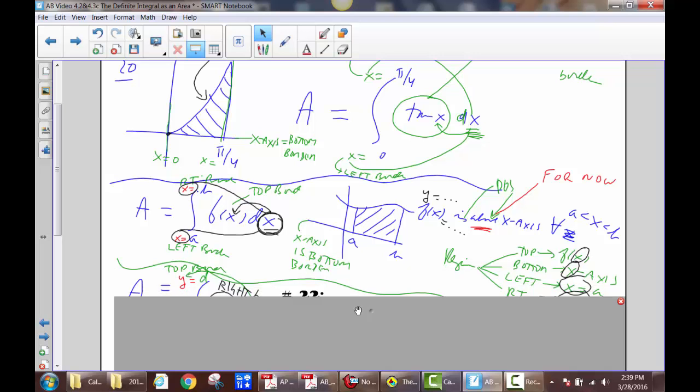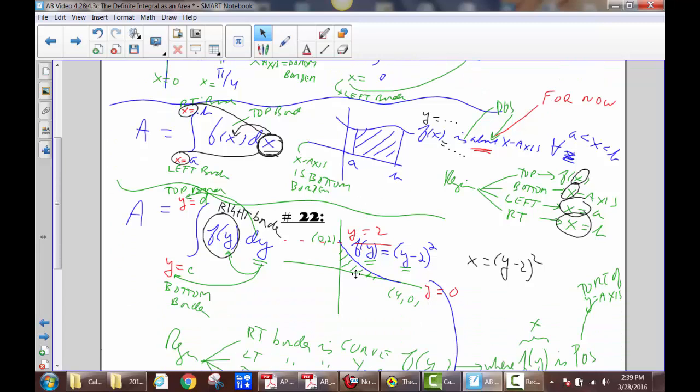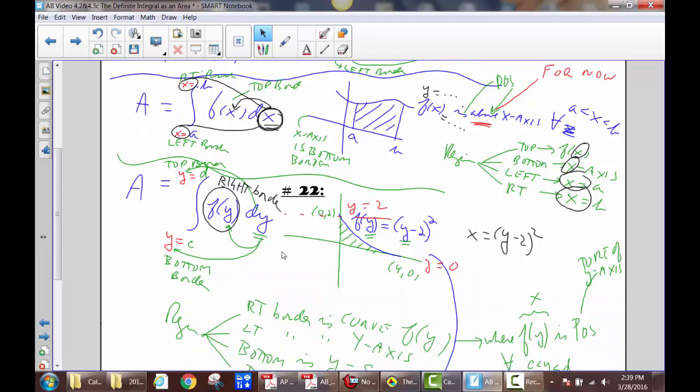Okay? Now, what we're going to do is tilt our heads, and now we're going to do it in terms of y. So here's how that works. If it's in terms of y, first of all, it's going to have to be dy. The function's going to have to be in terms of y. And the lower and upper limits of integration are not going to represent vertical lines x equals, they're now going to represent horizontal lines, y equals.